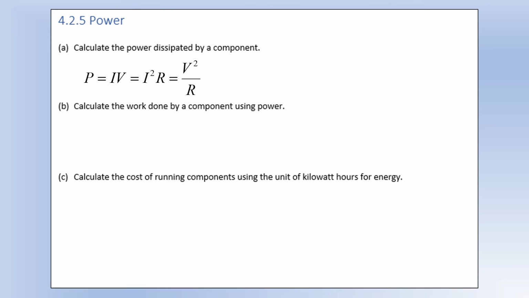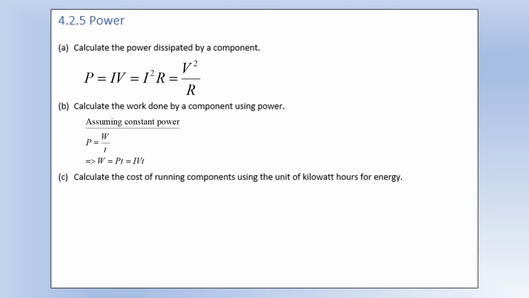If we then want to work out the work done, well, if the power is constant, which basically means that if the current is constant, we can do that just by multiplying power by time, which is essentially the same as doing IV times time. And the reason we express it like that is because current and potential difference are things that we measure in an electric circuit.